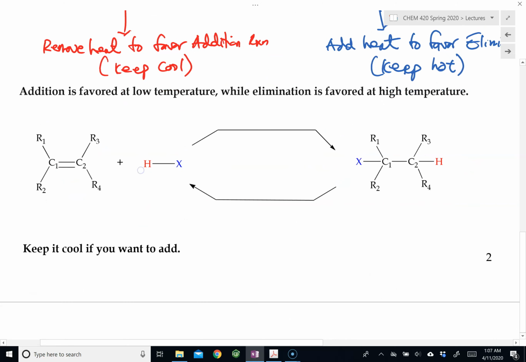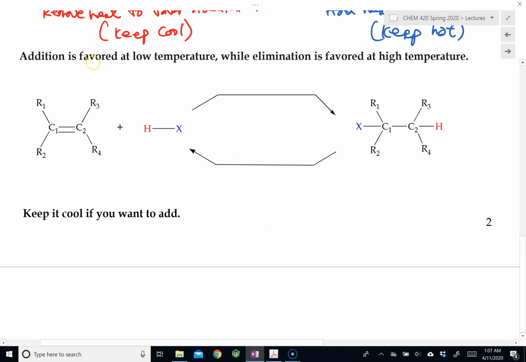So that's how the temperature can affect the addition versus the elimination reaction. So again, addition is favored at low temperature, while elimination reaction is favored at higher temperature. So again, going in this direction, this is addition, and addition is done at low temperature. And the opposite, the product going back to reactant, this is elimination reaction, and this would then be favored at high temperature.